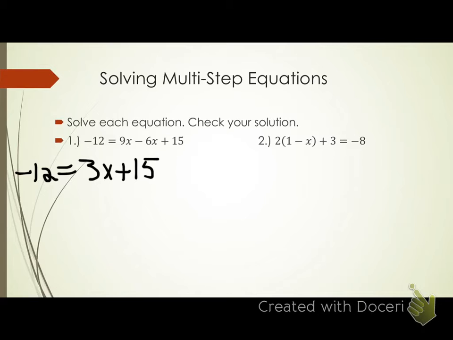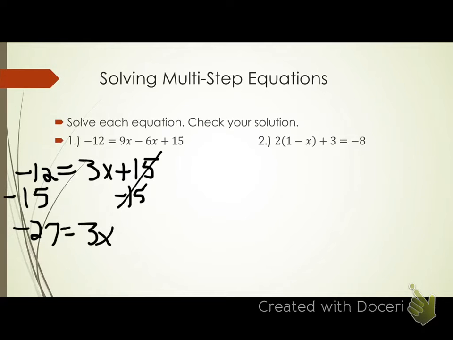Raise your hand if you can give me my next step. Subtract 15. Very good. Trying to move stuff away from my x now. So I'm subtracting 15 from both sides. Negative 12 minus 15 would give me what? Negative 27 equals, and then I'm left with 3x on my right hand side. Questions with that step? No.